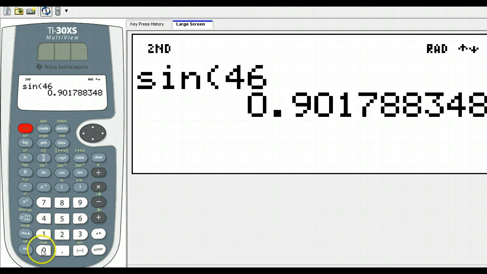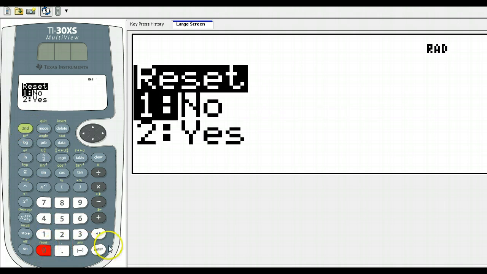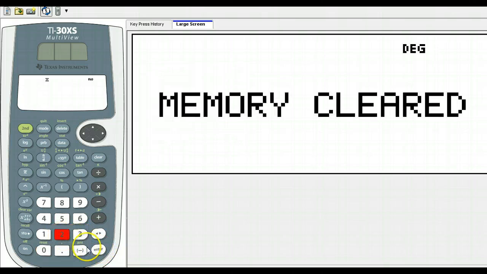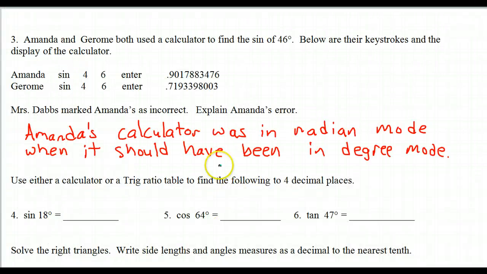So there are many ways to reset your calculator. If you hit the on button and the clear button at the same time, that will also reset your calculator. I can't do that on the screen. Also, there's a reset button on the back of your calculator. Anyway, notice that if you reset your calculator, it does switch back to degree mode. So that's useful to know.